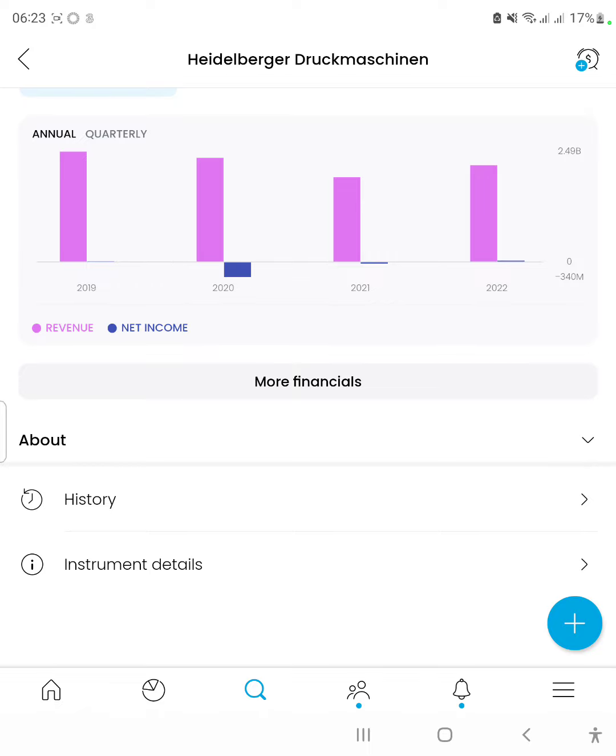So the 2019 financial year was a slight profit, not too much. 2020 was a negative profit by quite a substantial amount. The 2021 financial year was a slight negative profit, and 2022 was a slight positive profit.